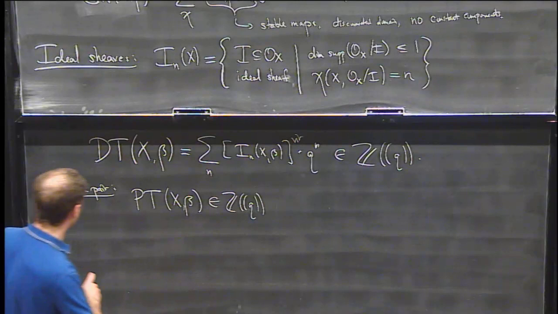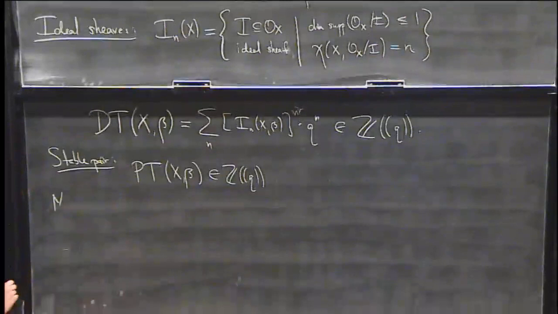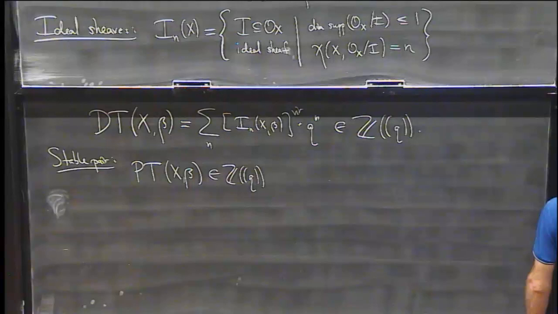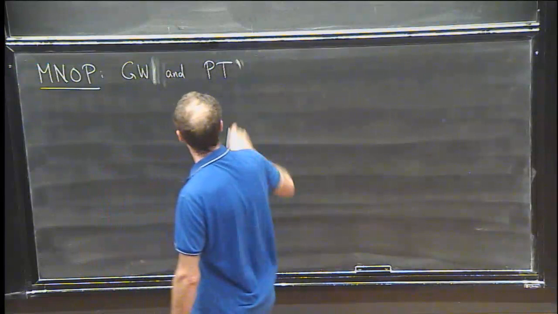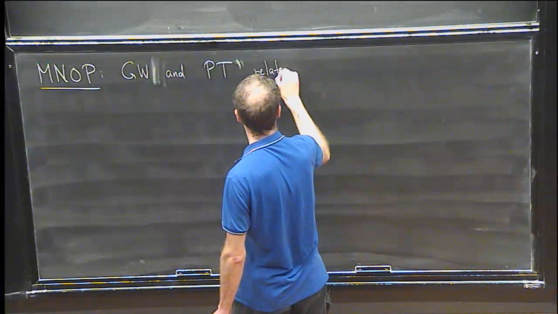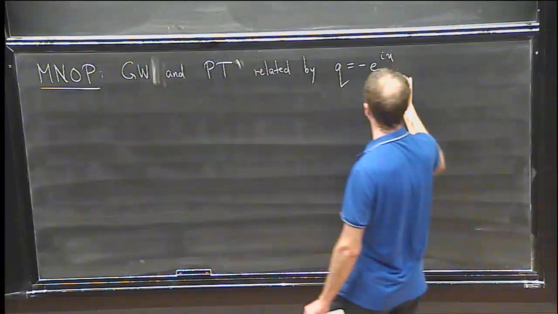But there's, I guess I shouldn't write here, should I? So there's a conjecture of Maulik, Nekrasov, Okounkov, and Pandharipande, which says, in this case for Calabi-Yau threefolds, that Gromov-Witten and Pandharipande-Thomas generating functions are related by this change of variables, q is minus e to the iu.